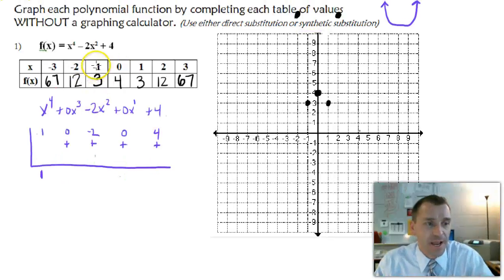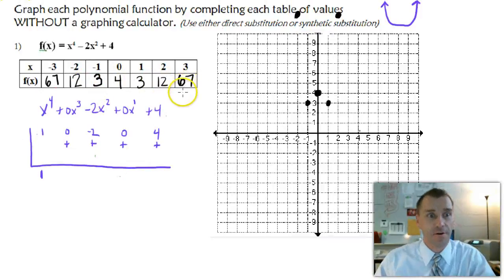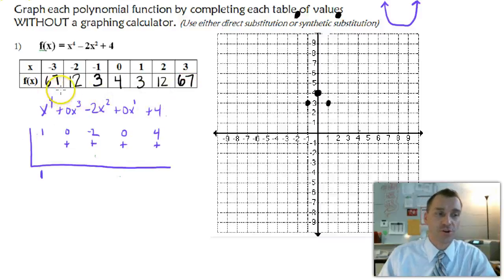So there you go. I got negative 1, 3, 4, 3, 12, and 67. Now, side note, just so you're very, very clear: you need to make sure you do synthetic substitution for every one of these, or direct substitution for every one of these, because they all don't work out this nice.